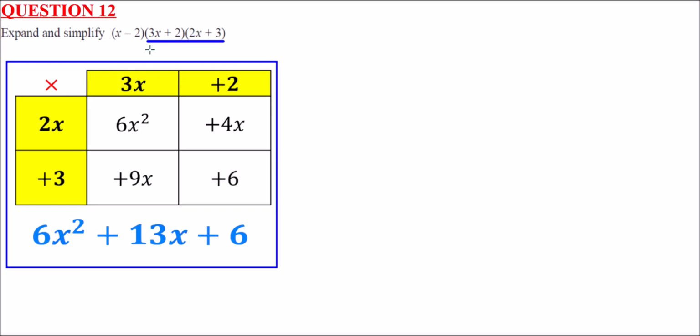We can now multiply this first bracket by all of this, which is a combination of the last 2 expanded. So now we're going to do x minus 2 multiplied by 6x squared plus 13x plus 6. So we can use a grid method, but now, because we've got 3 terms, we need a grid which has 3 columns and 2 rows, something like this.